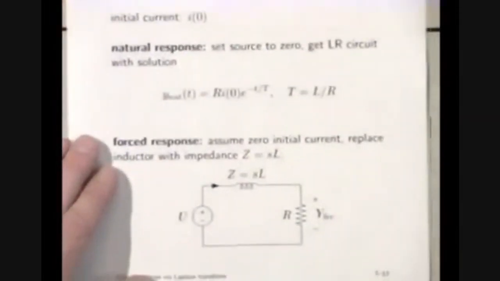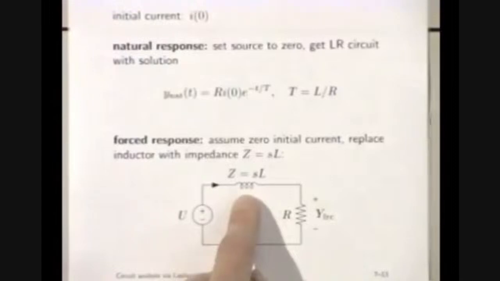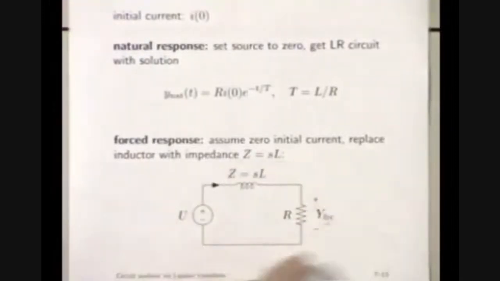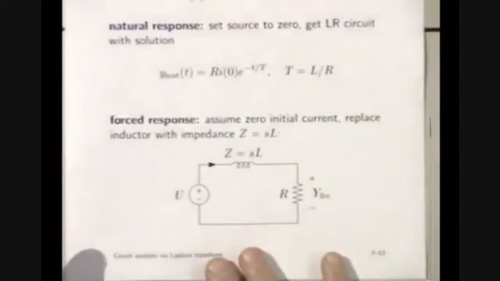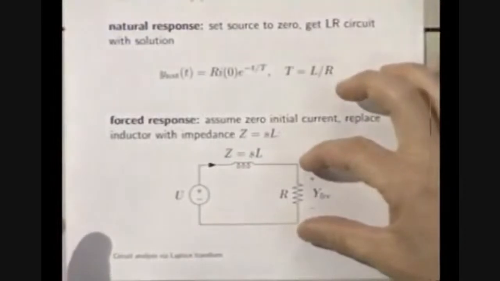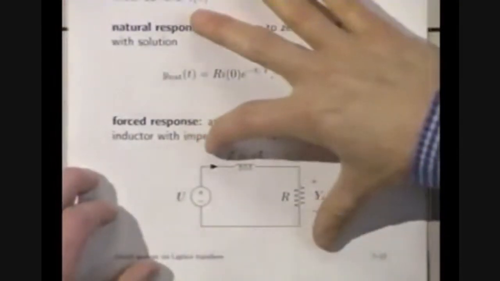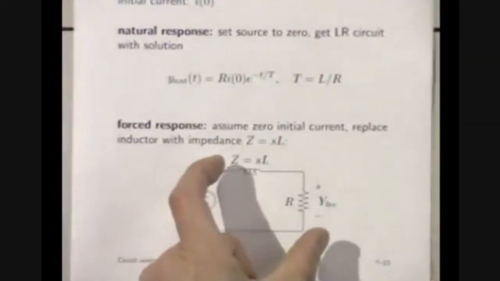And the forced response says, assume 0 initial current. Once you do that, this inductor is basically an impedance. The impedance is sL. Okay? Now, this circuit is exactly the same. You can now do anything you could do with resistive circuits, except now you're manipulating Laplace transforms. So, for example, a very simple way to do it is by the voltage divider rule: the voltage here is this voltage times this impedance divided by the total impedance. This impedance is R, and the total is R plus sL.